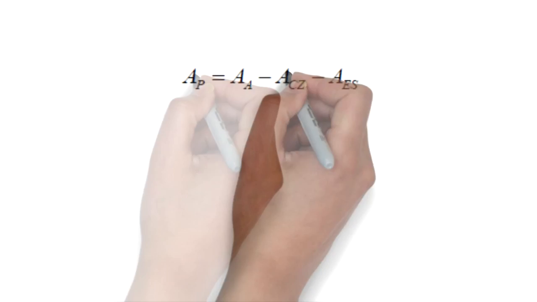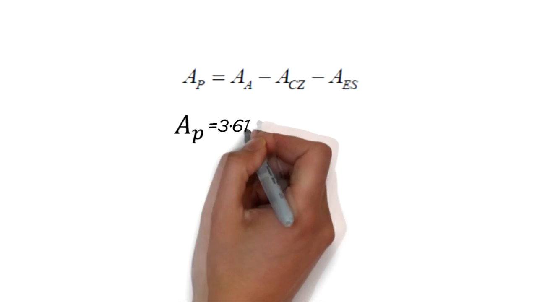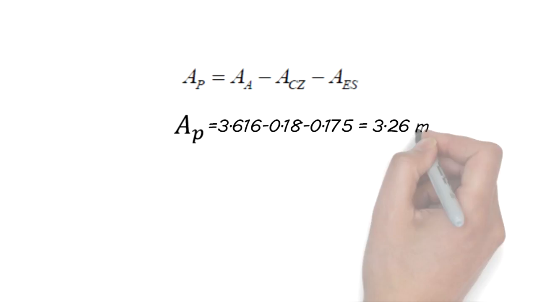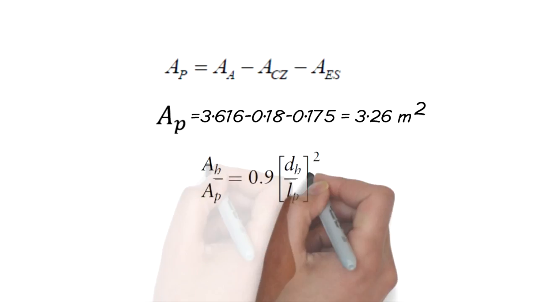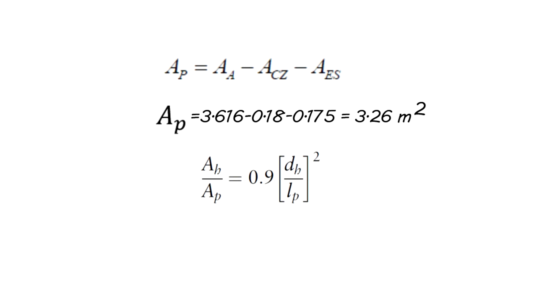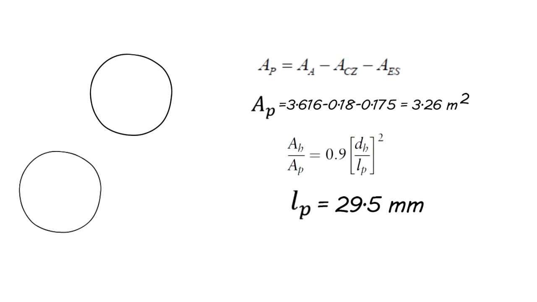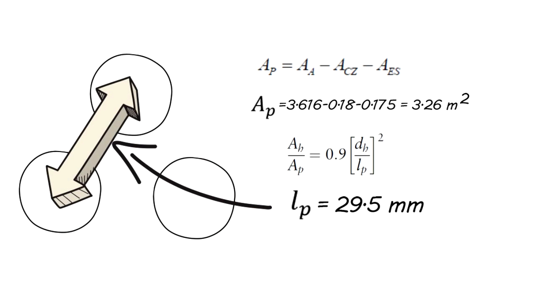Now we have the active area, the area of the calming zone, and the area of the edge strip. The perforated area is 3.26 square meters. Substituting it into the formula, the hole pitch is 29.5 millimeters. This is close to the one we assumed before, in which the hole pitch is 30 millimeters.